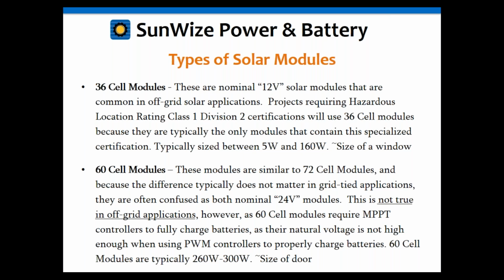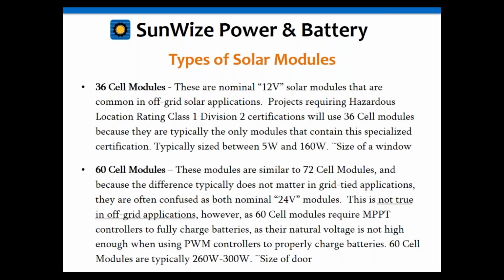Most of the 12-volt nominal modules for battery charging will be of a 36 cell size, and I'm going to try to get into a little bit more later why they are 36 cells. I think we've covered that pretty well in some of our other webinars with regards to temperature effects on solar modules, but we'll touch on that again briefly here.